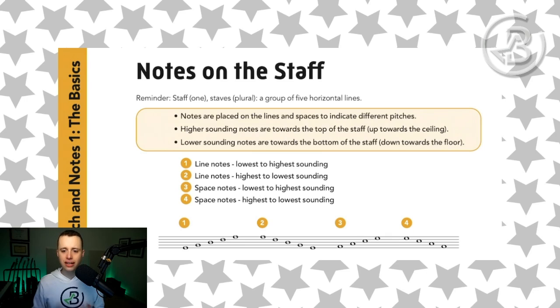The first is that notes are placed on the lines and in the spaces of the staff to indicate different pitches or notes. The higher sounding notes are up towards the top of the staff, or up towards the ceiling, and the lower sounding notes are towards the bottom of the staff, down towards the floor. So let's zoom in and take a look.